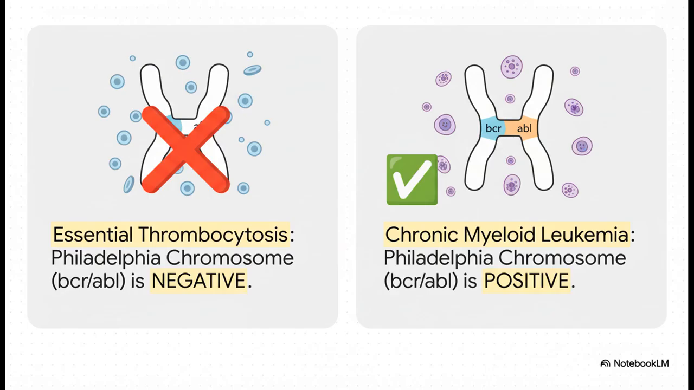First up, ET versus CML. This is the easiest distinction and the one you will definitely see tested. It all comes down to one single thing: the Philadelphia chromosome, also known as the BCR-ABL fusion gene. In ET, it's negative. It's not there. In CML, it's positive. It's a simple yes or no question that completely changes the diagnosis.